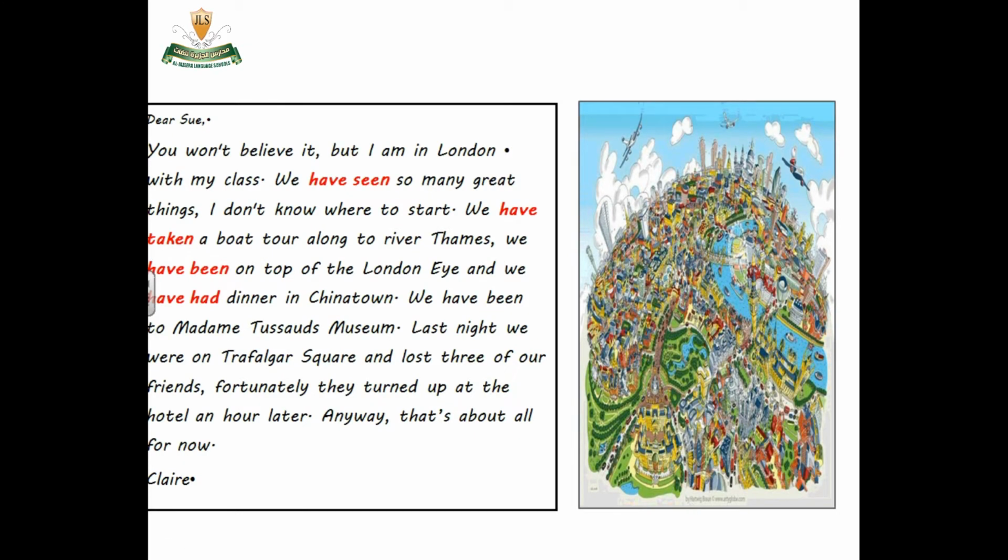Dear Sue, you won't believe it, but I am in London with my class. We have seen so many great things. I don't know where to start. We have taken a boat tour along the River Thames. We have been on the top of the London Eye and we have had dinner in Chinatown. We have been to Madame Tussauds Museum.